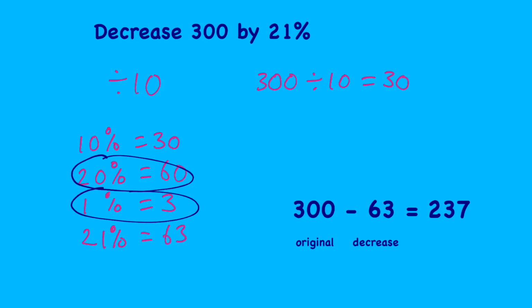Like before, we have our 21%, which is 63. So I'm going to decrease 300. So that'll be my 300 minus the 63 decrease will give me what my answer is. So the answer is 237.